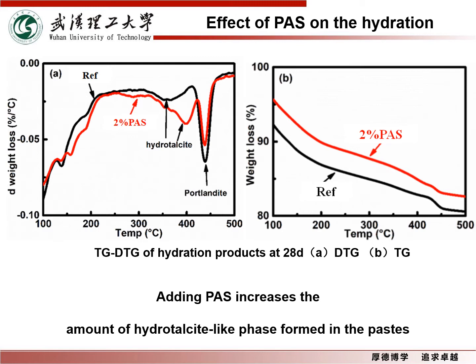The broad peak between 300 and 400 degrees was attributed to the weight loss of the hydrotalcite-like phase. These two figures reveal that adding PAS increased the amount of hydrotalcite-like phase formed in the blended paste. This means adding PAS promotes the hydration of slag particles and releases more magnesium ions into the paste, facilitating the formation of the hydrotalcite-like phase.